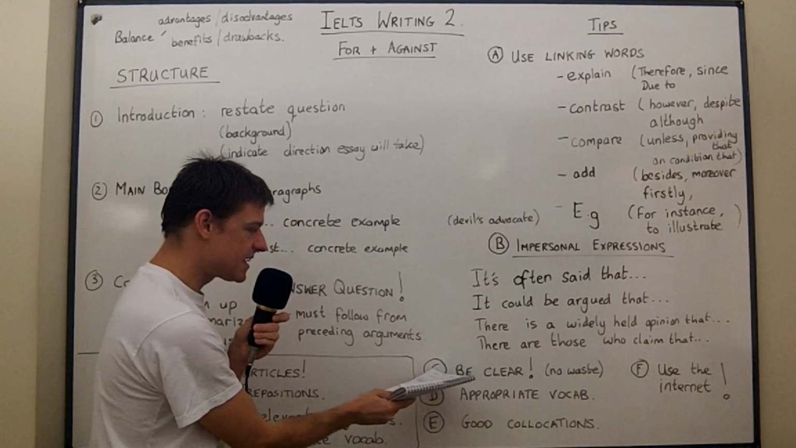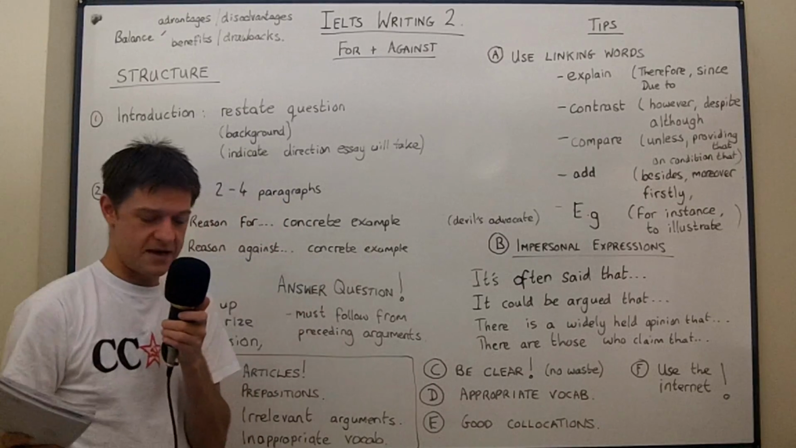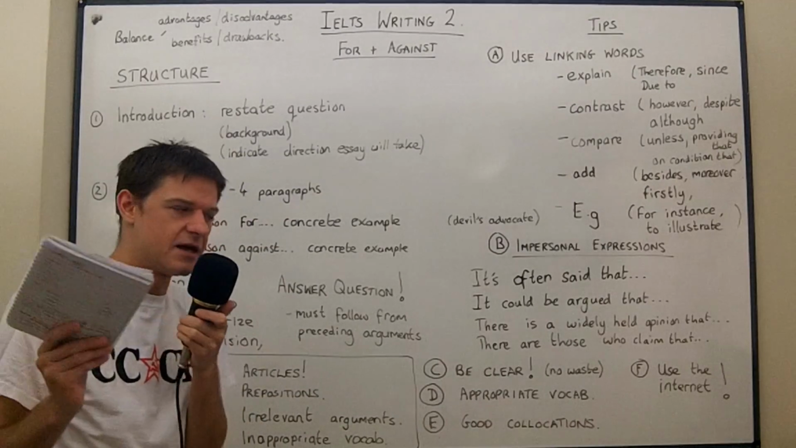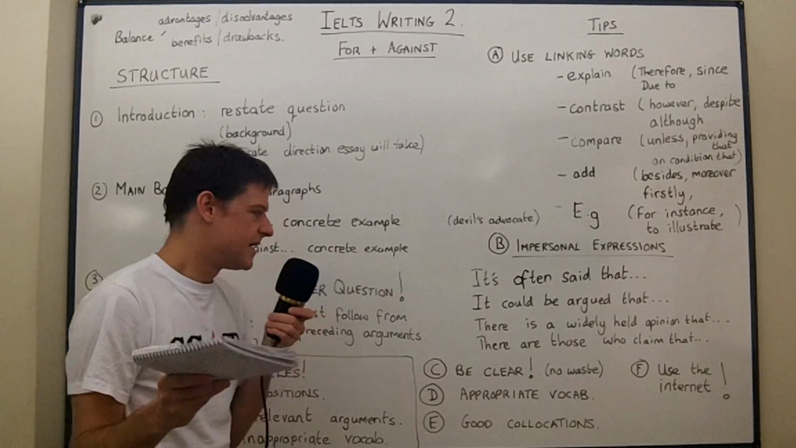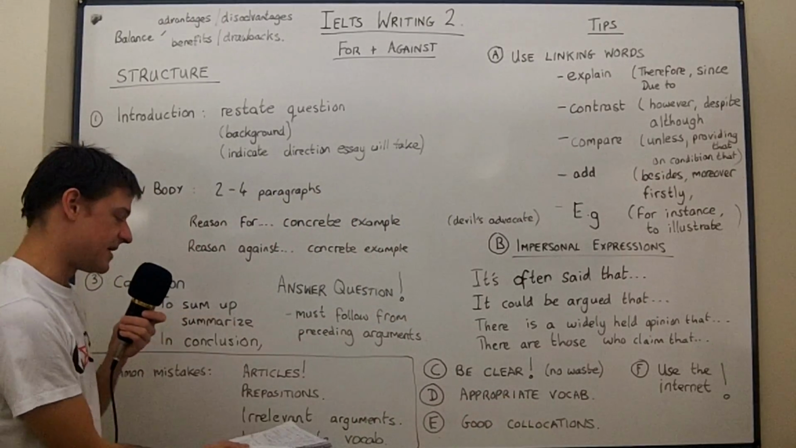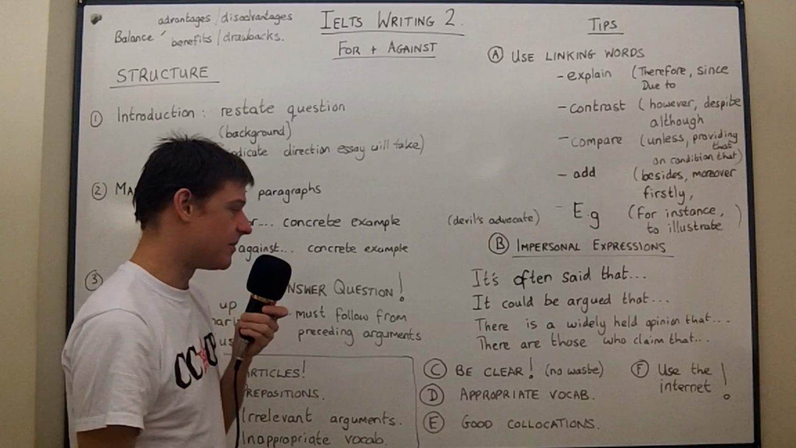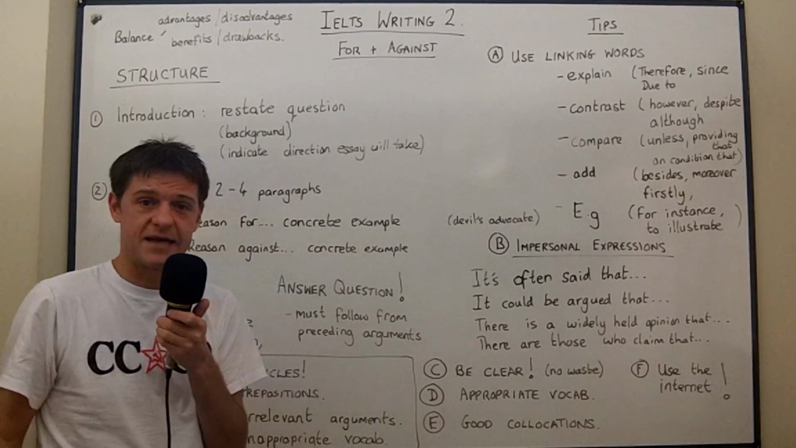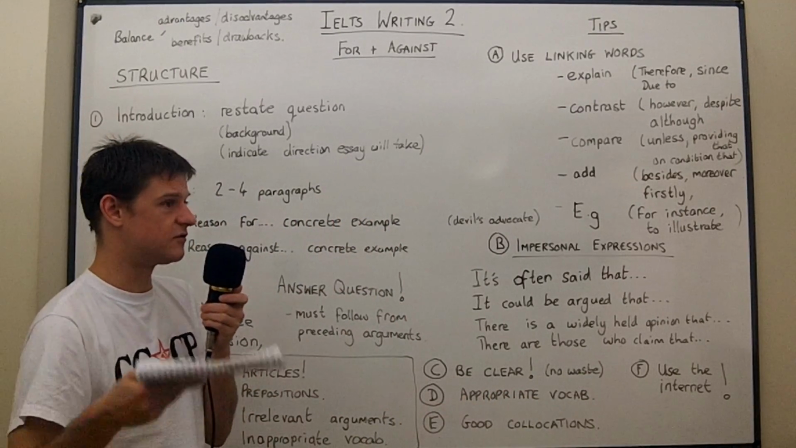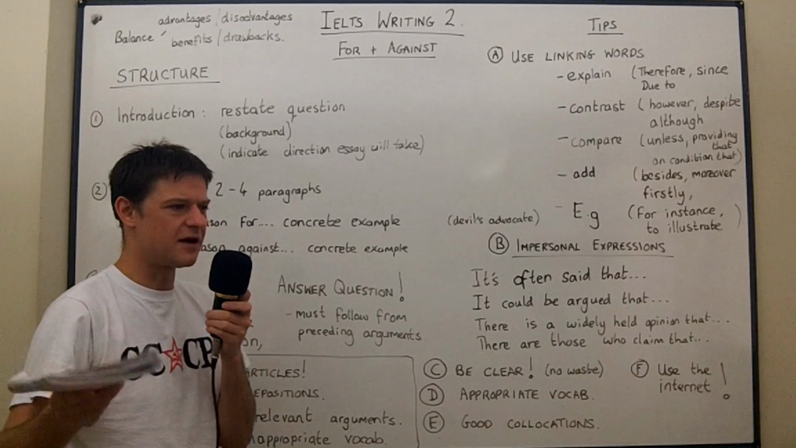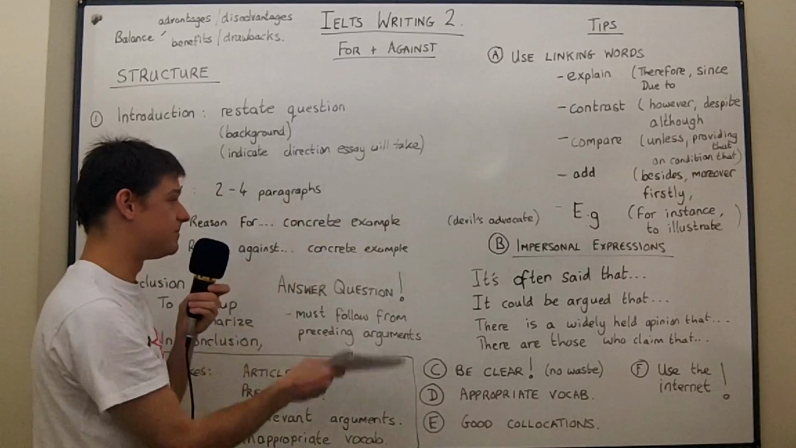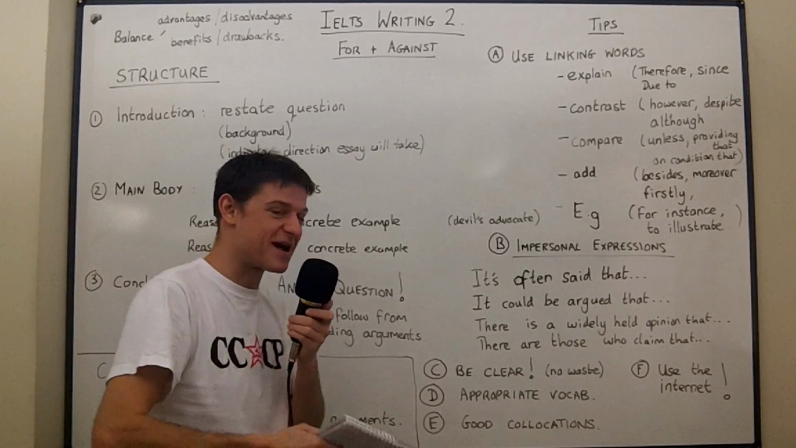Some more tips. Be clear, no waste. What I mean is, I often see unclear sentences where I'm not sure exactly what the author means, and sometimes you see sentences which are a bit of a waste. They're maybe irrelevant to the question, or maybe they just don't add anything to the essay. So don't waste sentences. You've only got 250 words, or maybe 300. That's only like 15 sentences, maybe 18 sentences. It's not many when you've got a big topic like the benefits and drawbacks of technology.